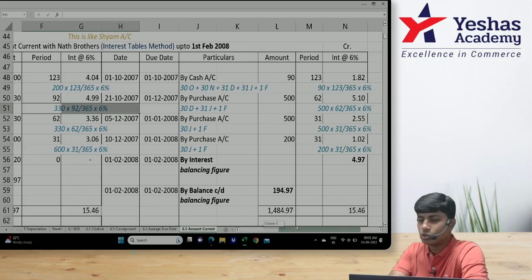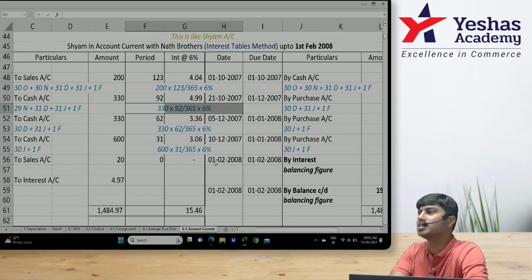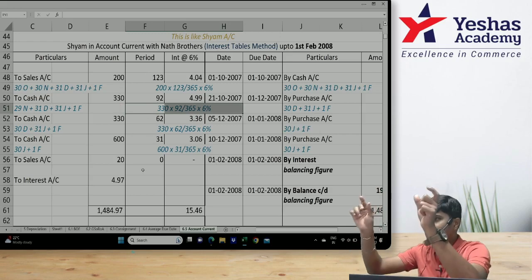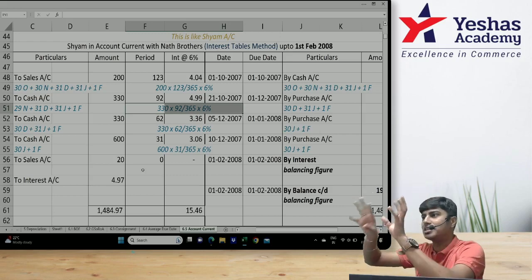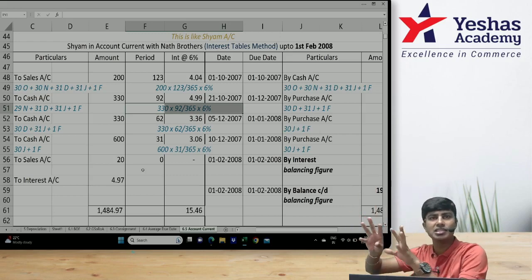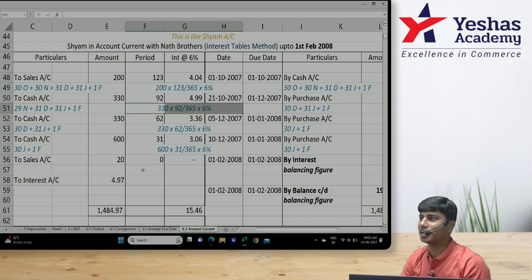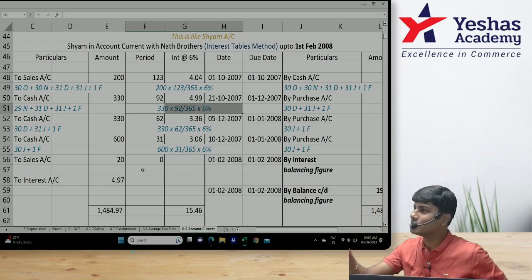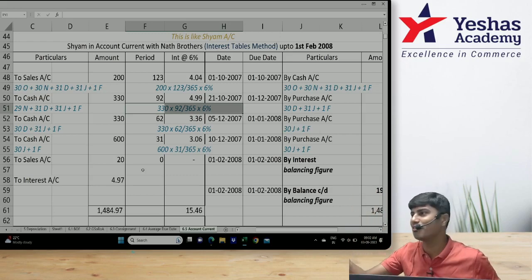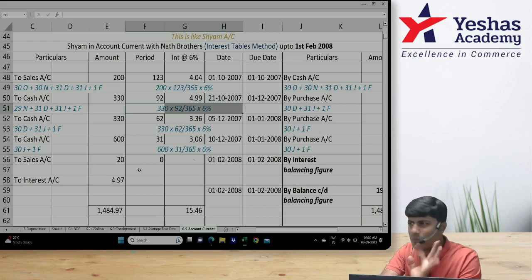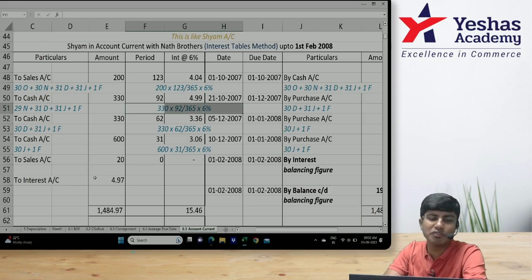Am I right? So you will not divide by 365 into 6% for everything. You will do 200 into 123, 330 into 92, 330 into 62, 600 into 31. You will multiply and have the products. Then you find the balancing figure of the products. Debit side is more, credit side is less. You will find the debit balance of product on the credit side. On that balance you will do divided by 365 into 6%. You will get the same 4.97. And then you will shift it here.